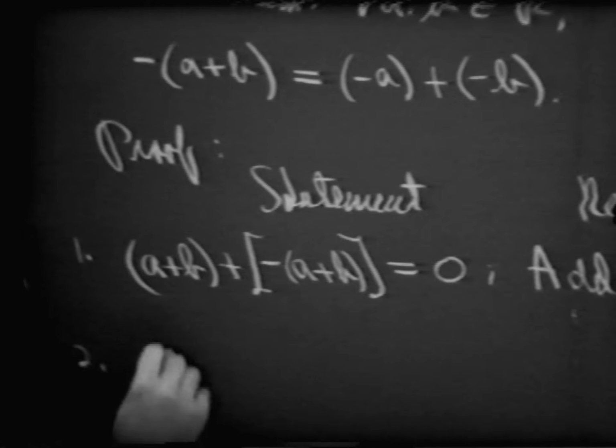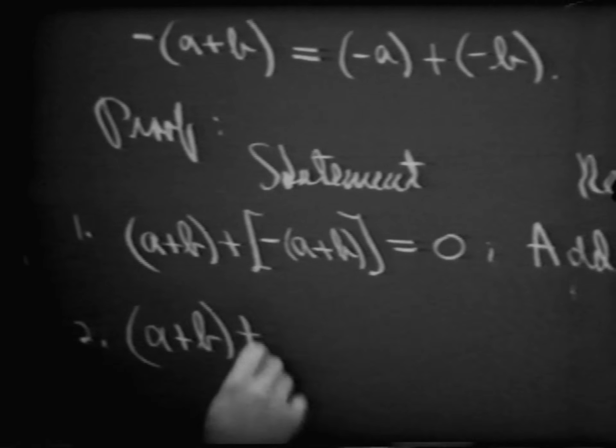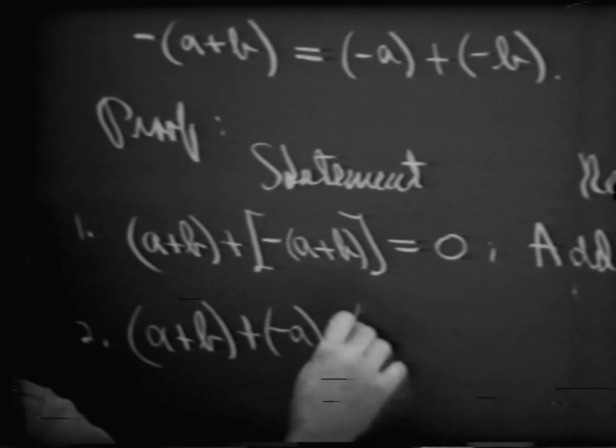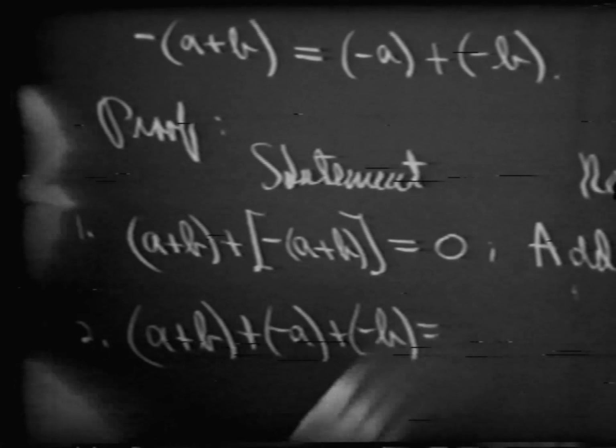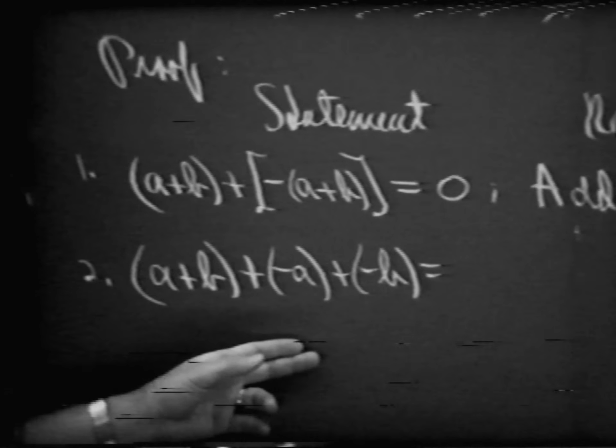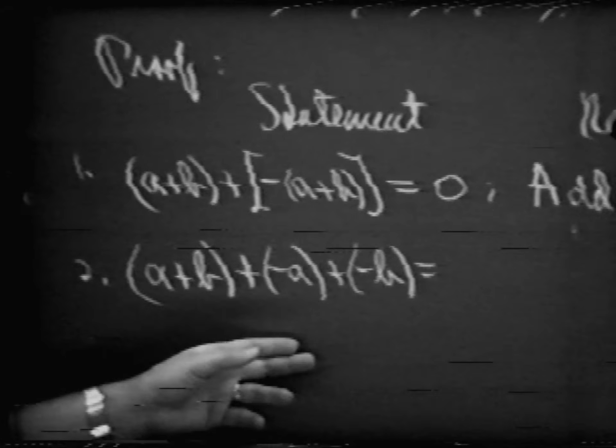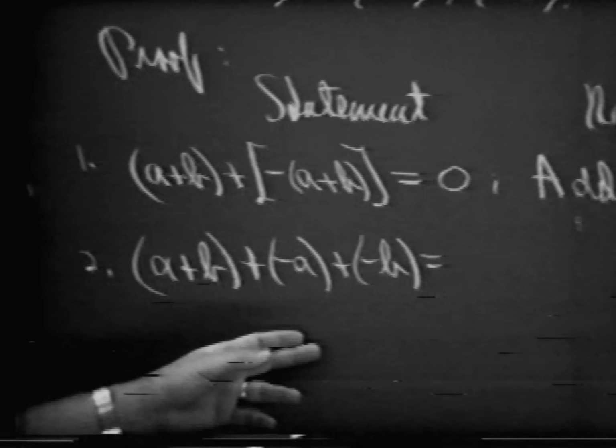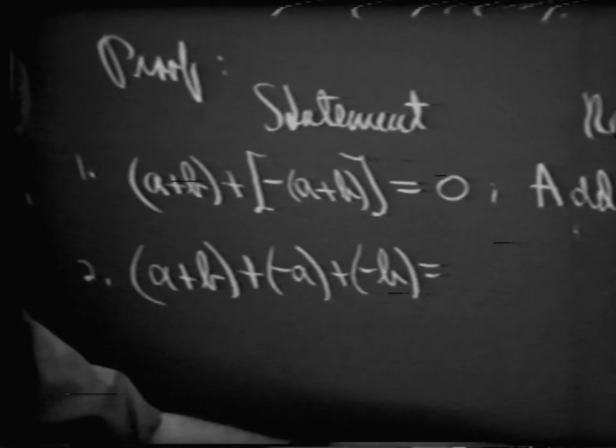Now, if we can take, say, the right-hand side of our original statement, well, let me then start out with a plus b plus, now let me write the opposite of a plus the opposite of b. If we can show that this statement is also going to be equal to what? What would you like to show? Is equal to 0. Is that right?